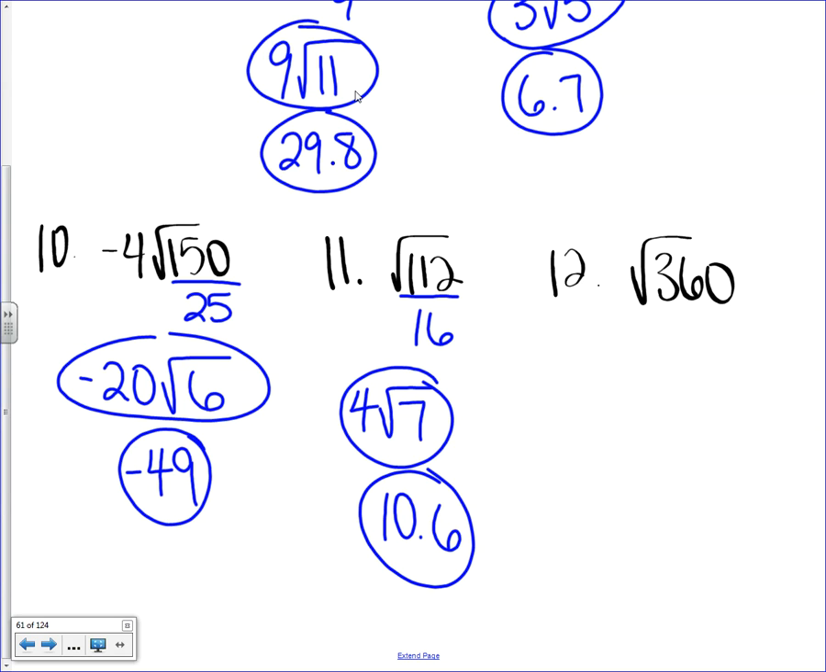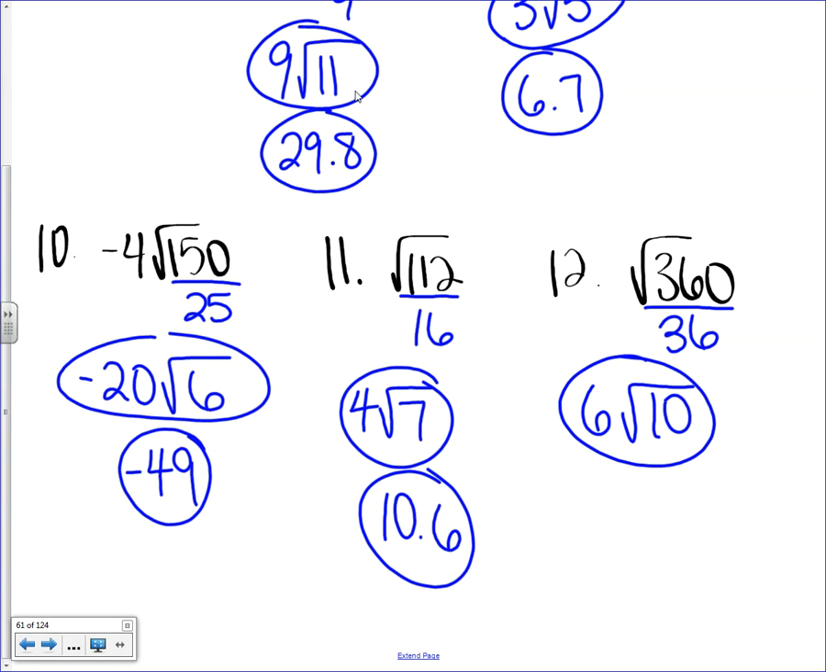360. Is it a perfect square? No. What can I divide out of 360? Oh, look at it, guys. It's 36. What is the square root of 36? What's left when you divide it out? 10. Can I divide any other perfect squares out of 10? No. What's my decimal approximation?